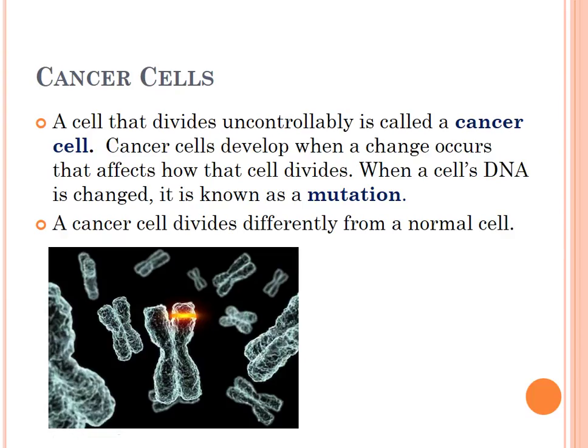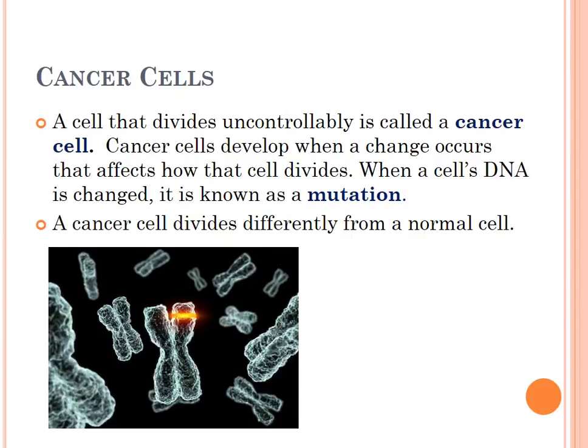But a cell that isn't being regulated and is just passing through the cell cycle and dividing uncontrollably is called a cancer cell. Okay, so a cancer cell will develop if there is a change in the DNA that affects how that cell is going to divide. Anytime a cell's DNA is changed, good, bad, or indifferent, it's called a mutation. And if there's a mutation in how its DNA controls cell division, then the cell can start to divide uncontrollably.